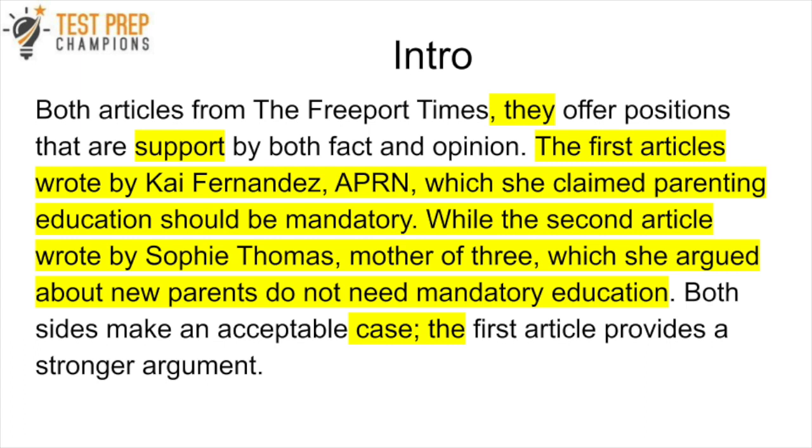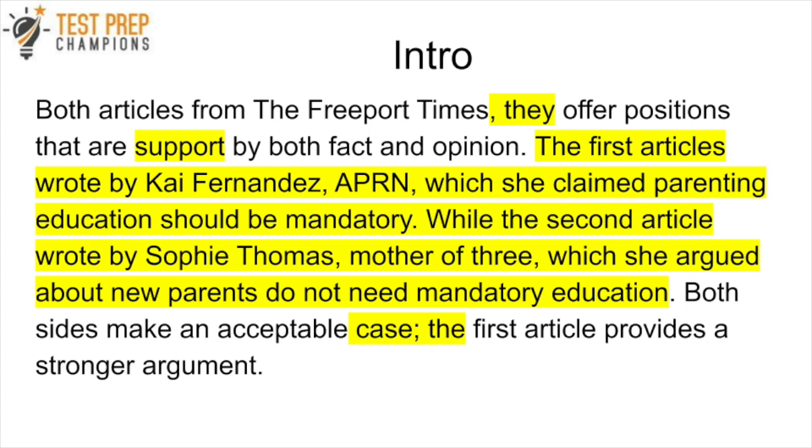So great work there. And so you go on to say the first article is wrote by Kai Fernandez, APRN, which she claimed parenting education should be mandatory. And then you go on and you talk about the other author, Sophie Thomas. And so really these next 2 sentences are great. You do a fantastic job of telling me what both authors' positions are, and your structure is perfect here so far. It's just that we want to change the grammar a little bit so this is more clear, and I would say something like, Fernandez, APRN, who wrote the first article, claims parenting education should be mandatory.